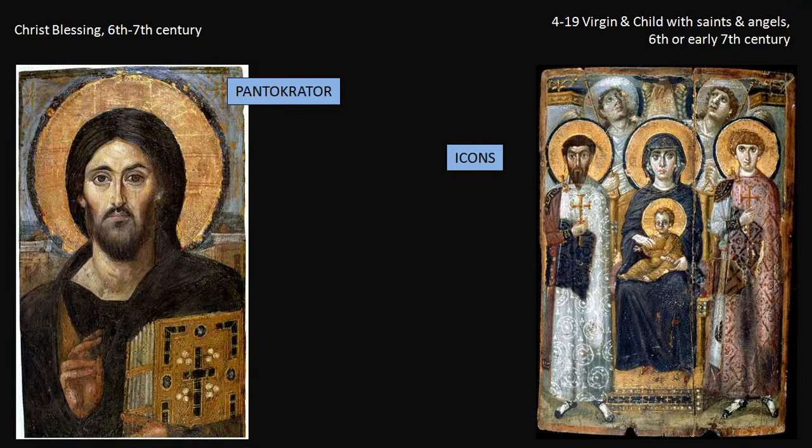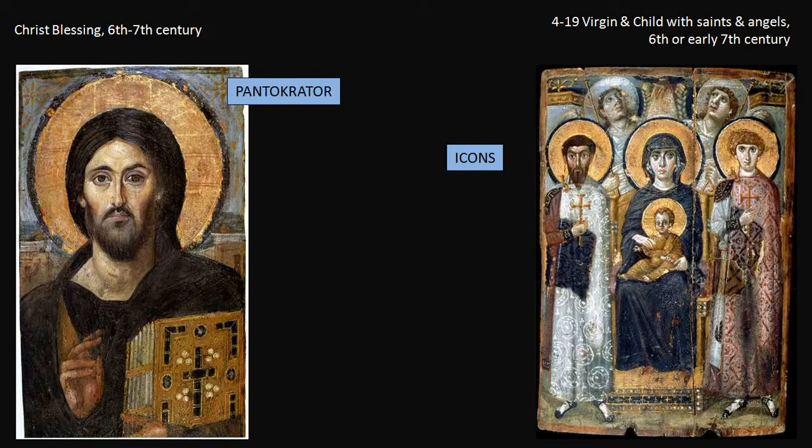So, for example, here on the left we see the image of Christ as judge of the earth, raising his hand to separate those of us who are good from those of us who are bad, with the book of life in his hand. This type was known as the Pantocrator type. Now, these are being used in the Byzantine Empire that speaks Greek. Pantocrator simply means judge of all, judge of everyone.